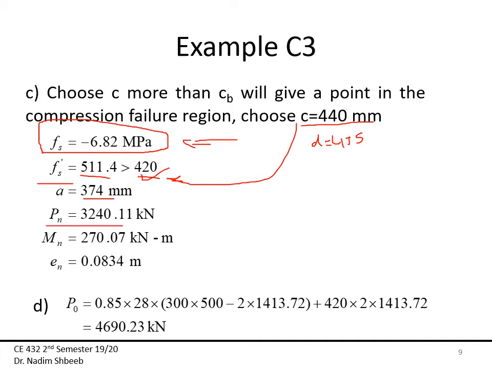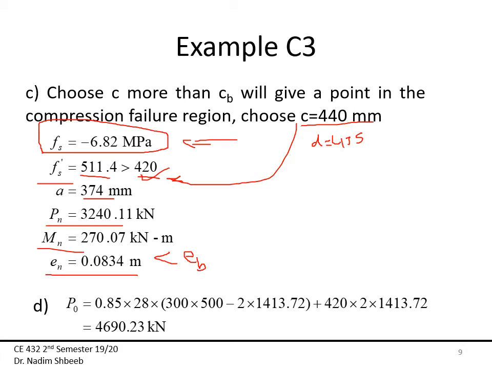From that C, I was able to calculate A to be 374. I calculated my nominal axial force to be 3,240, the moment to be 270, and my eccentricity is going to be the moment divided by the axial force, which is going to be 0.0834. Again, you notice that this is less now than my EB, which again says I'm on track. I'm more into a compression failure than anything else.